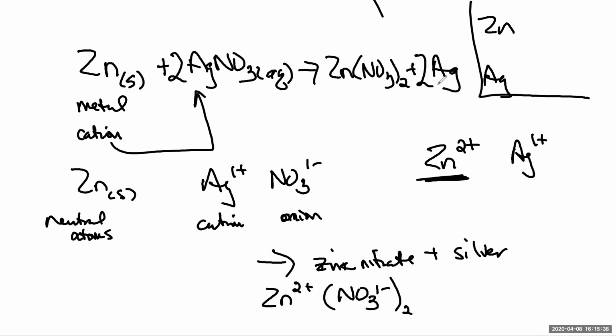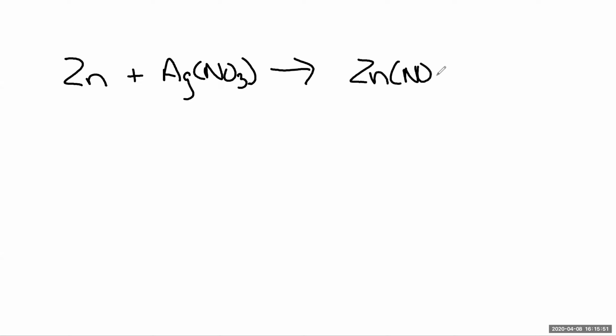So when it's all said and done, in a nice, more clear way, I would have this as my reaction: zinc plus silver nitrate. Oh, I shouldn't have put parentheses there, sorry. It's going to go to zinc nitrate, Zn(NO3)2, plus silver, and to balance it, I need 2 of these, and I need 2 of those.